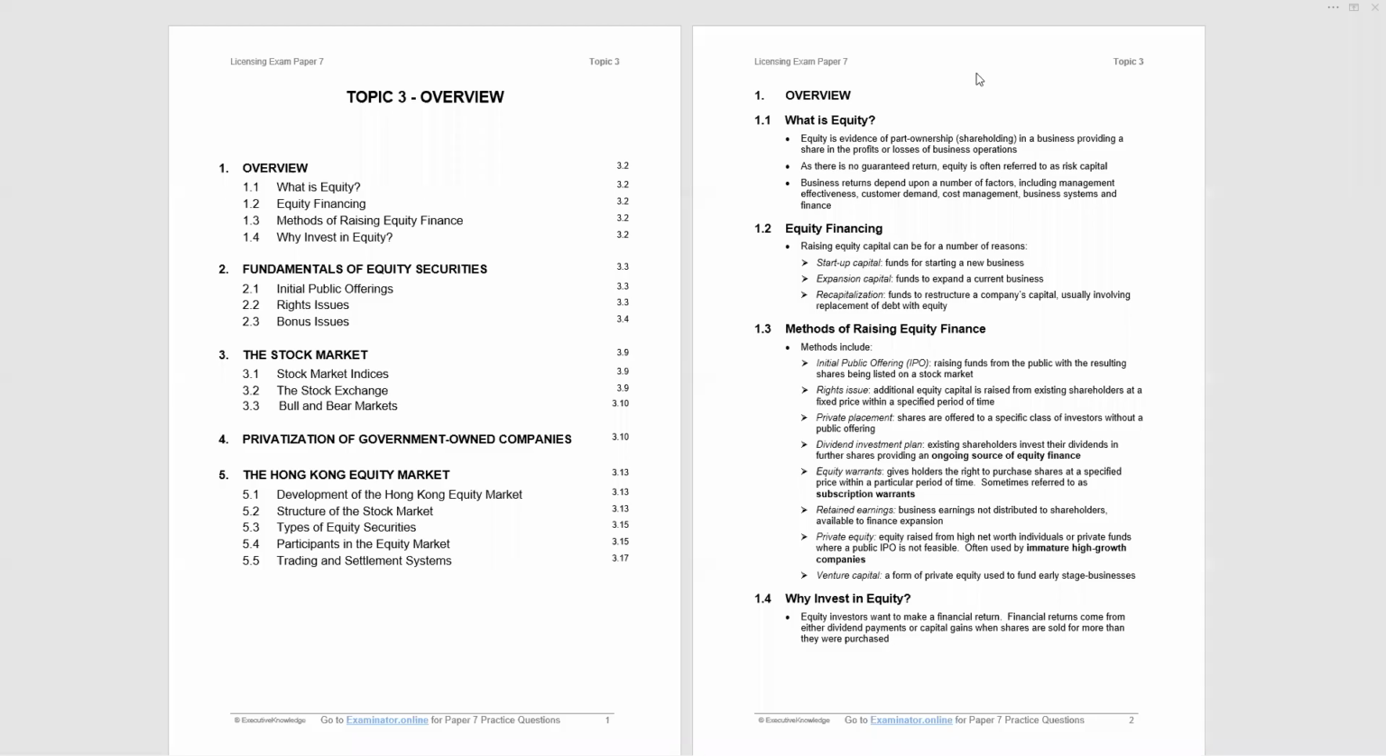Welcome to this short executive knowledge lecture on topic 3, paper 7 of the SFC licensing exams. This topic covers the equity market, and we'll be looking at the question right at the top: what is equity? Through fundamentals of equity securities, the stock market, the concepts behind the stock market, privatization of government-owned companies, and a fairly large section, section 5, the Hong Kong equity market.